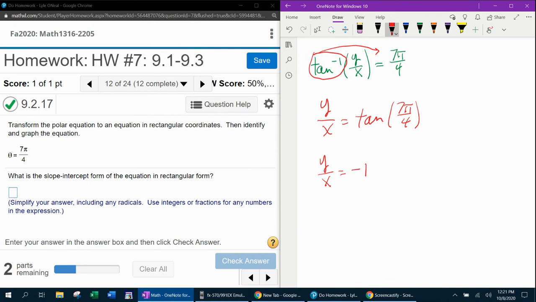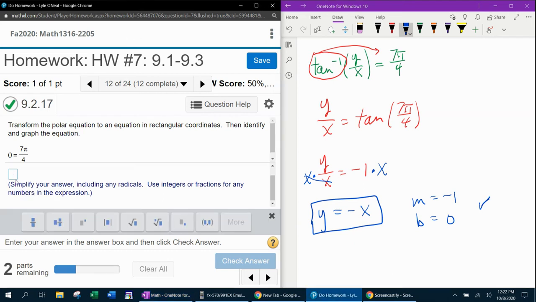Remember, I'm trying to get to slope-intercept form. So I need to multiply both sides by x. And then I'm going to have y by itself. y equals -1 times x, which is really just -x. And that is my slope-intercept form. If they wanted me to, I could even list the slope and the y-intercept. Since it's in slope-intercept form, it doesn't ask for it, but I could give it if I needed to. All right, so here we go. Slope-intercept form: y equals -x.